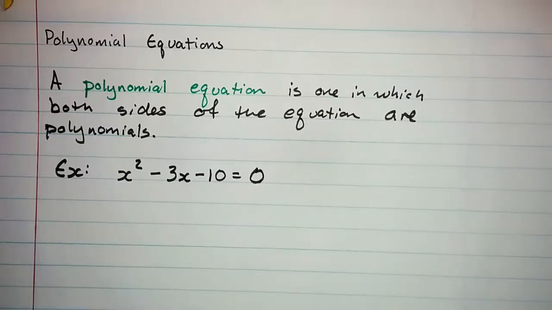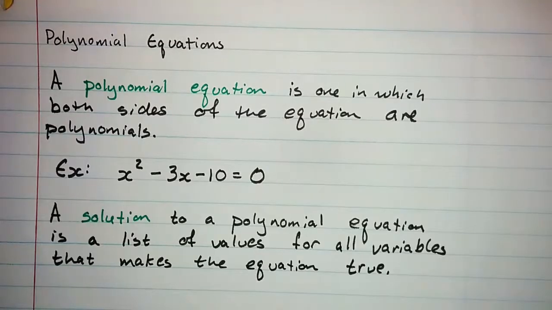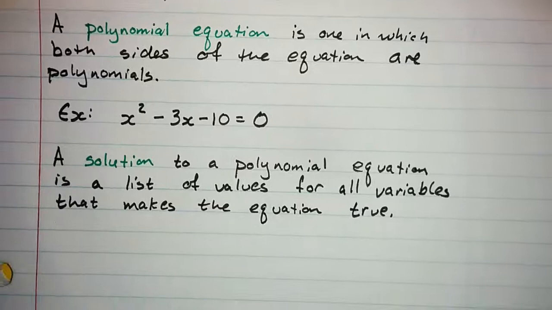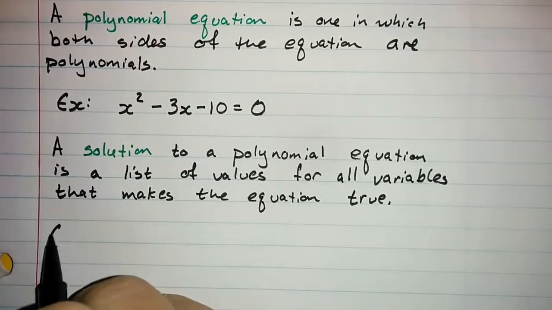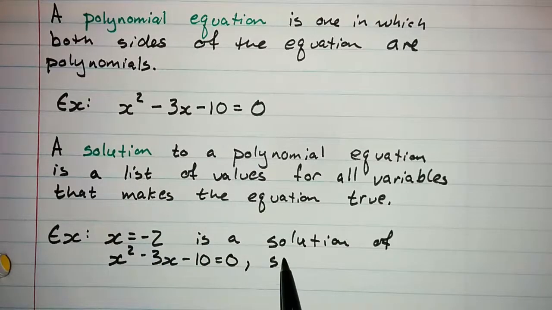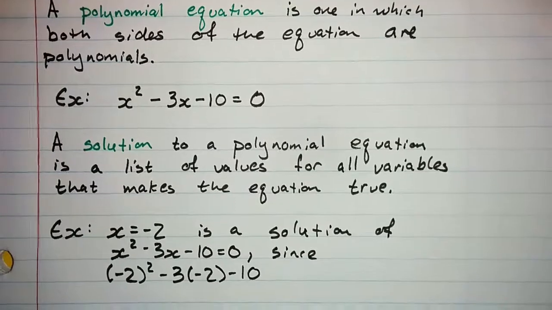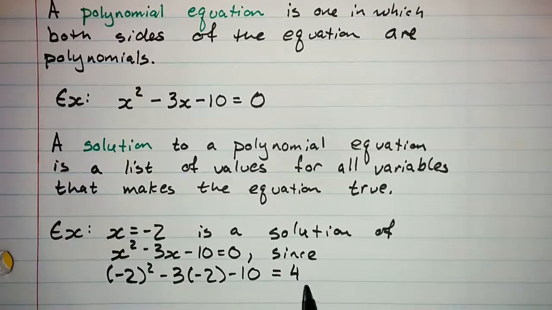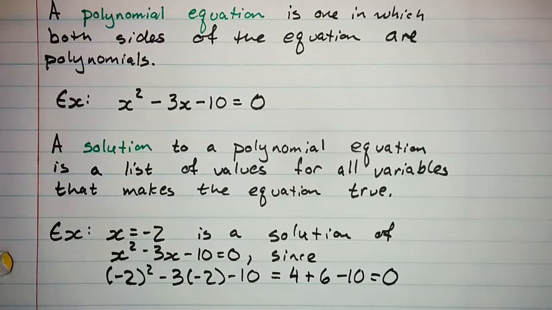Here's an example of a polynomial equation. X squared minus 3x minus 10 equals 0 would be a simple example of a polynomial equation. And we recognize a solution to a polynomial equation in the usual way. A solution to a polynomial equation is choices of values for all the variables that makes the equation true. So to continue this example, x equals -2 is a solution of this equation, since when we plug in -2, we get 4 plus 6 minus 10, which really does equal 0.